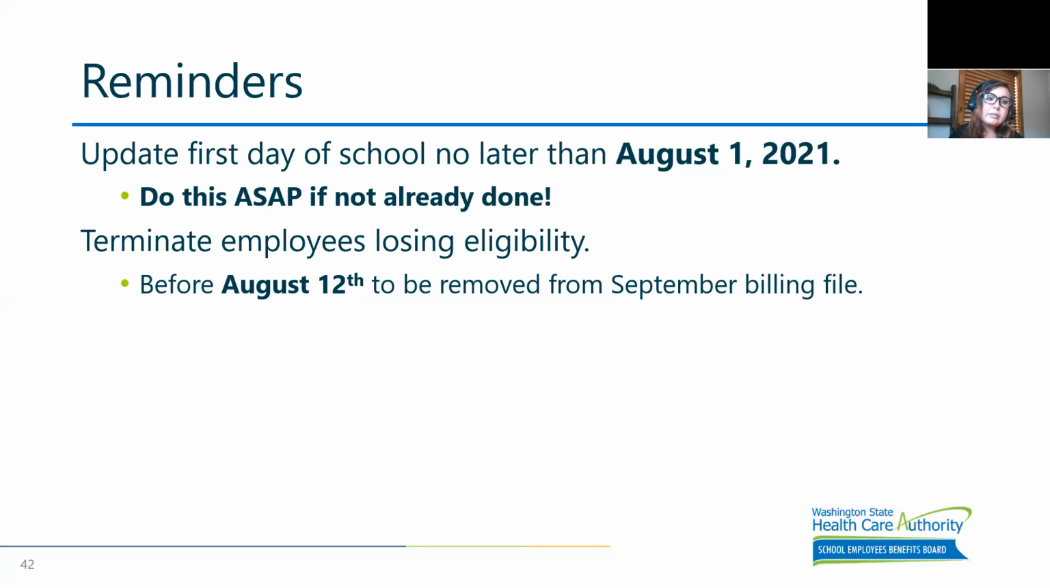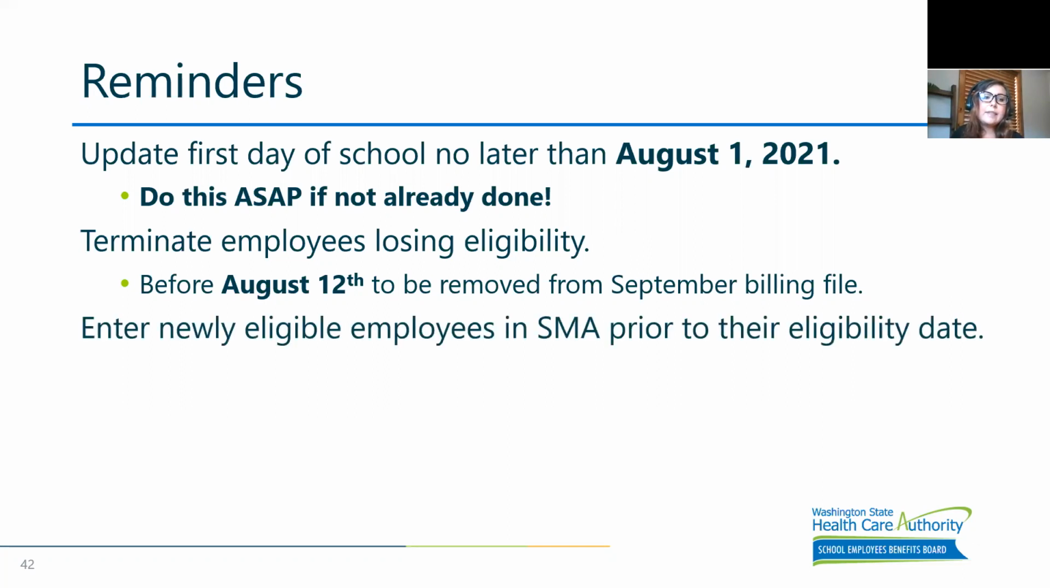Another reminder is to be sure to terminate your employees who are losing eligibility. This does not automatically happen. You have to tell SEBB account to terminate those employees, and do this before August 12th for those employees to be removed from the September billing file. And then one last reminder, enter those newly eligible employees in SEBB account prior to their eligibility date.